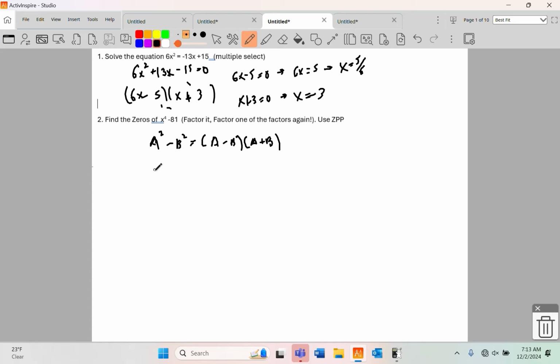So if a squared lines up with x to the fourth, then a is x squared, because x squared squared is x to the fourth. Here we have an 81. B squared is 81, so b is 9. So we're going to have x squared minus 9 and x squared plus 9. Forgive my handwriting this morning. I'm not sure what's up with it.